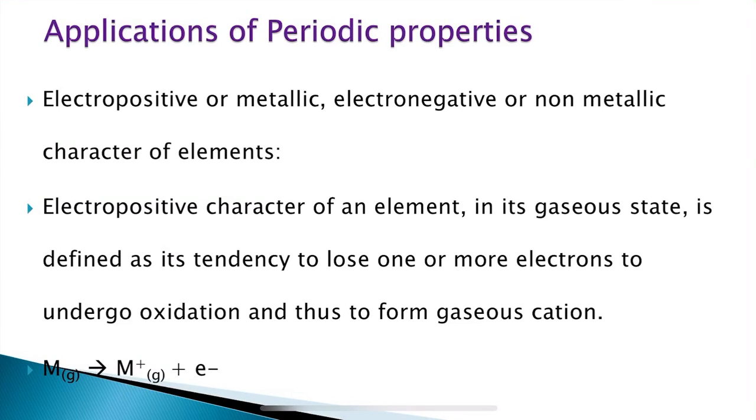Hello my dear students. In my last class we understood three other important periodic properties: ionization energy, electron affinity and electronegativity. Ionization energy is defined as the amount of energy required to remove the outermost electron from an isolated neutral gaseous atom, and opposite to this is electron affinity.